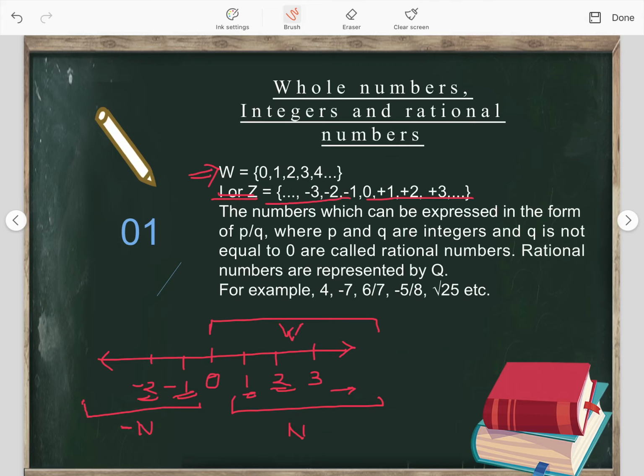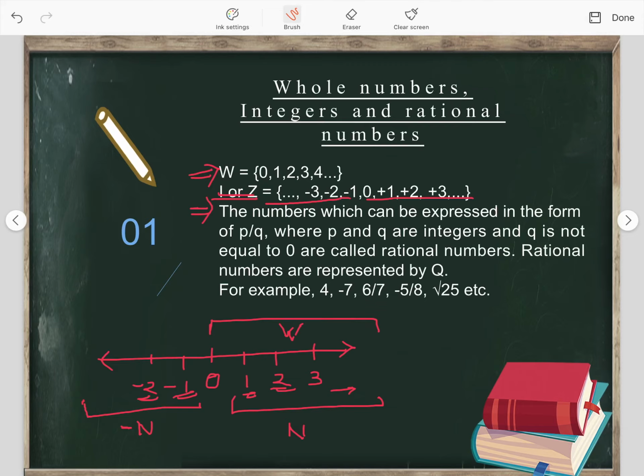So rational numbers are nothing but fractions. Okay, the concept of rational numbers came from fractions. First we'll look at the definition. See, this is the definition given. So you'll take the notes, you will pause the video and you can take the notes. Okay, see, the numbers which can be expressed in the form of p by q.